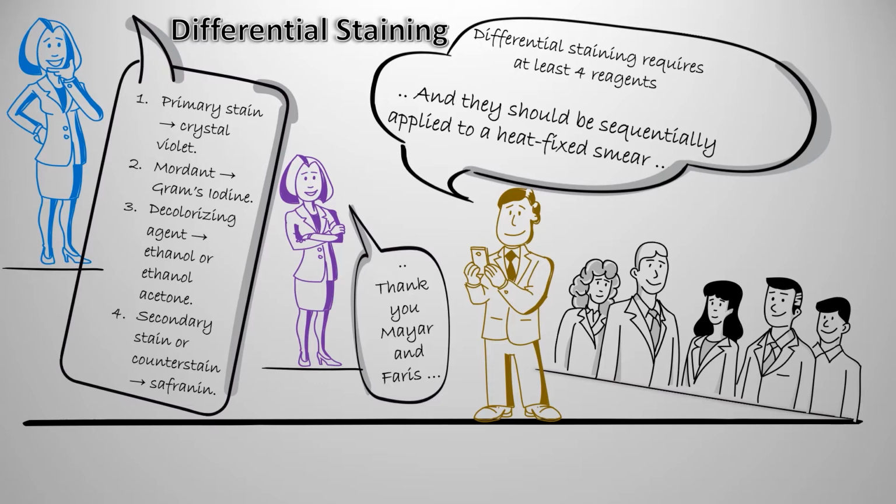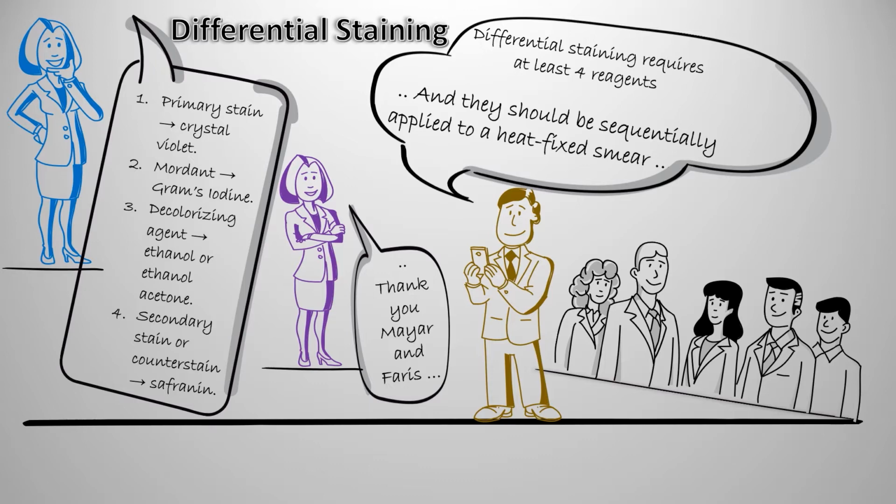This resultant crystal violet iodine complex serves to intensify the color of the stain, and at this point all the bacterial cells are stained bluish or purplish black.